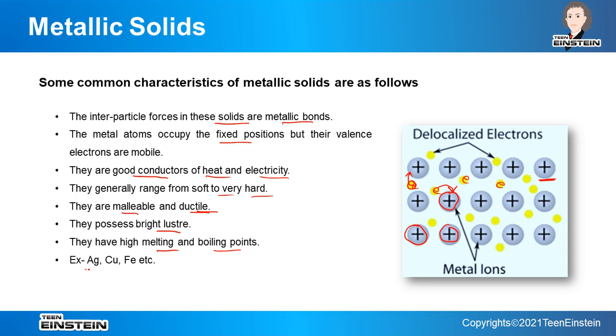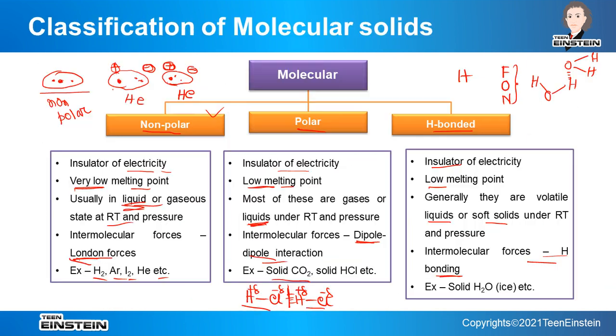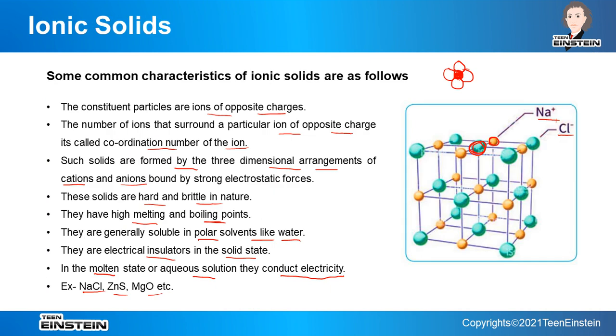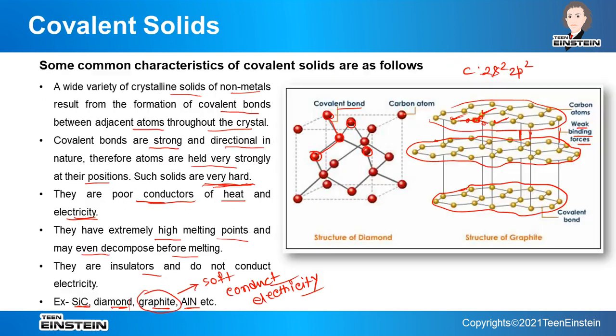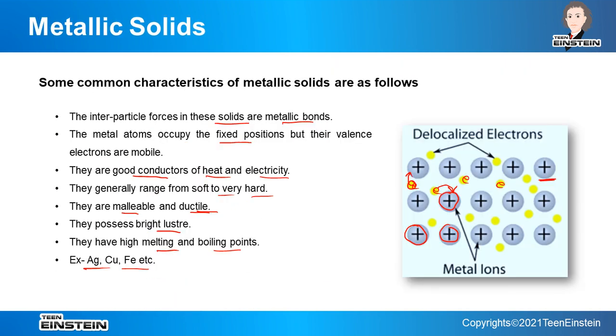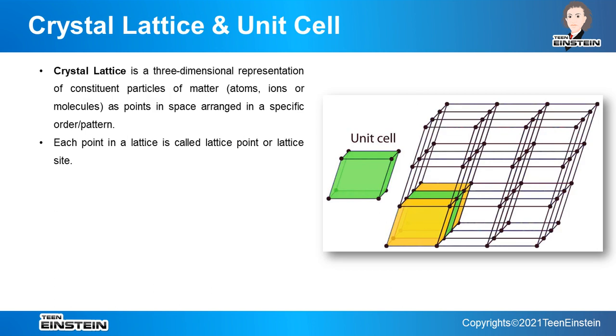So these are the examples. These are the 4 categories under crystalline solid. The first one is where van der Waals forces are present, which is the molecular solid. Then we have seen ionic solid, covalent solid, and metallic solid. Next is crystal lattice and unit cell.